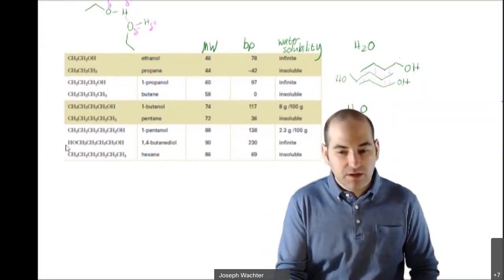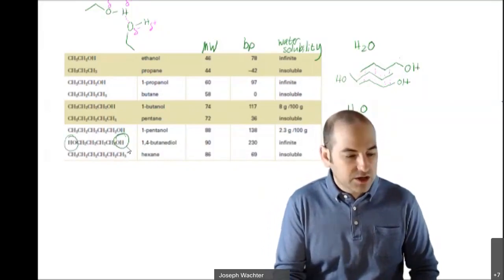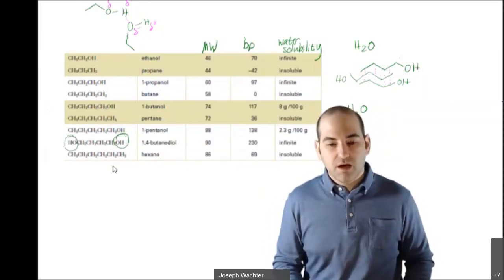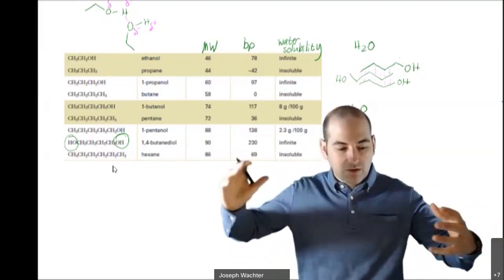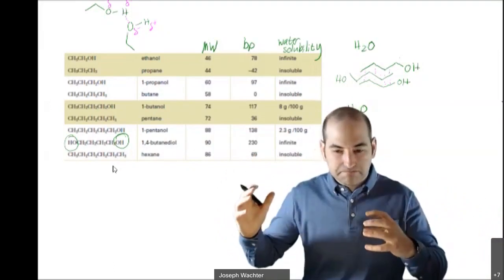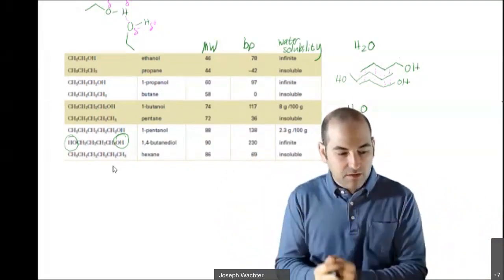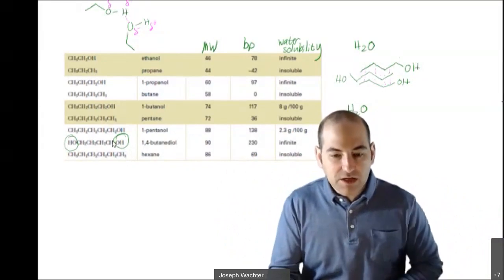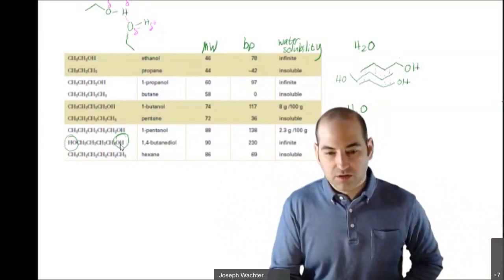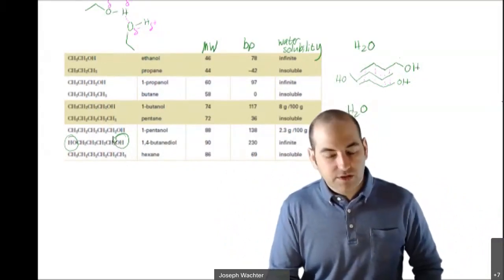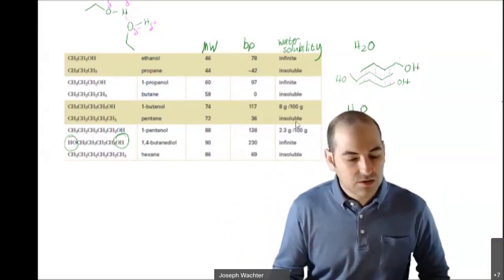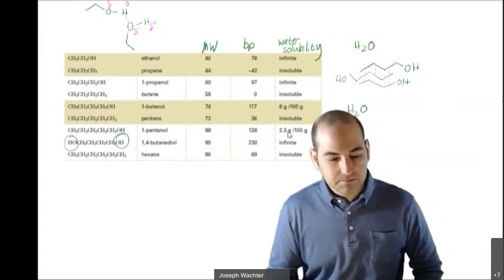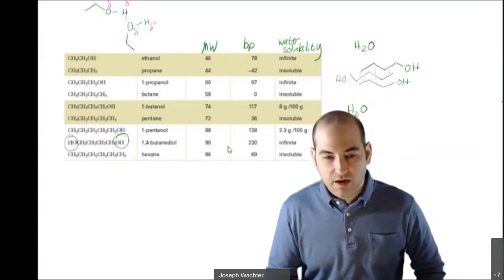When you get to something like 1,4-butanediol, because you now have two OHs, those can be dissolved. Those make two sides of the molecule that can now be dissolved by the water. So for each OH, or each polar functional group, you can dissolve a certain number of carbons, but once that chain gets too big, you start to lose that solubility again. So that's an interesting effect of these organic molecules.